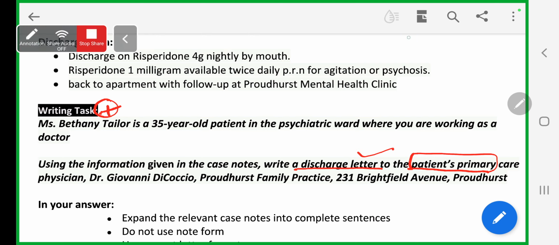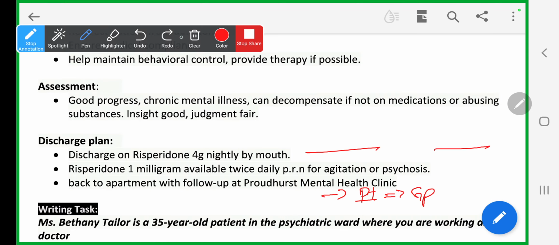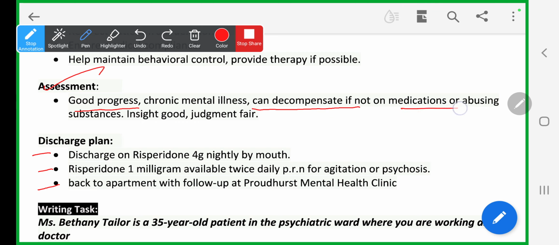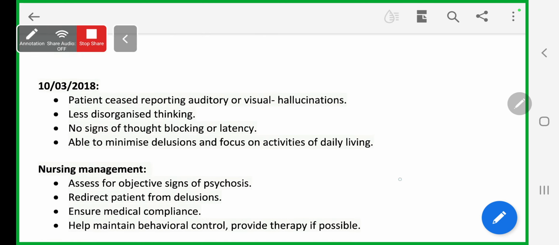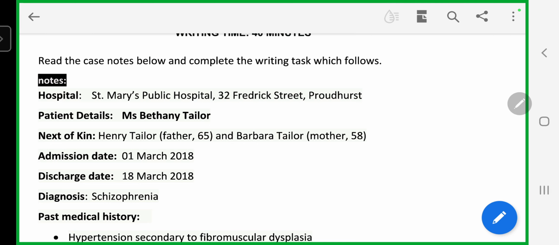And why are we writing this letter? We can see over here that there is a discharge plan mentioned, a few points that have been mentioned, and the assessment is that the patient is recovering. However, his symptoms can worsen if there is some. So now we can go from top to bottom and try to understand the case.